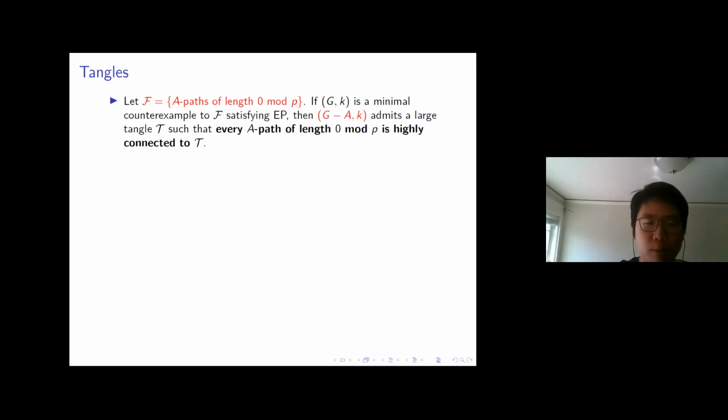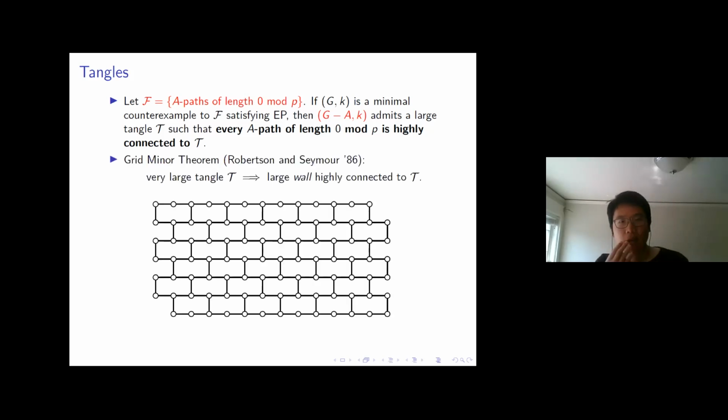I'm trying to avoid giving the full definition of tangle. I know that it's very vague, but this is the best I could come up with. And one of the fundamental steps of the graph minors project is this grid minor theorem. Robertson and Seymour showed in 1986 that whenever you have a very large tangle, you can find some large wall in the highly connected part of the tangle.